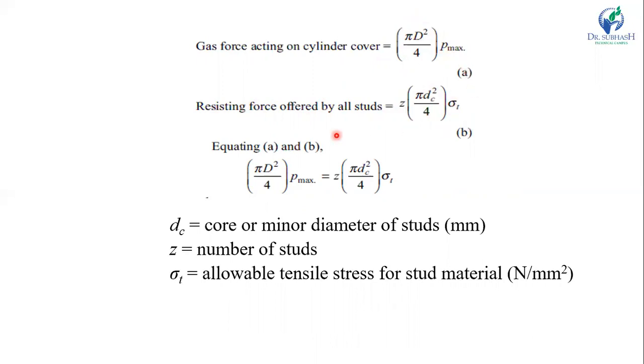So equating equations A and B, you will get pi by 4 D square P maximum is equal to Z pi by 4 dc square into sigma T. Where dc is the core or minor diameter of the stud, Z is the number of studs, and sigma T is the allowable tensile stress for the stud material in Newton per millimeter square. The nominal or major diameter is taken as discussed in the earlier slide.